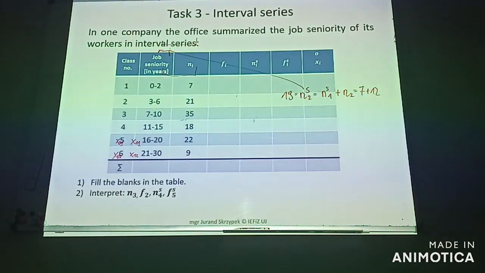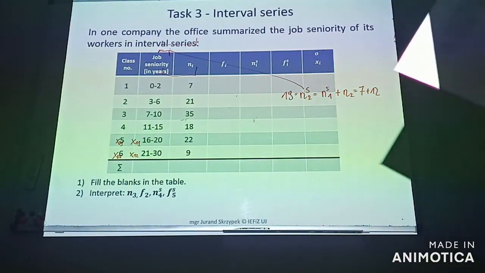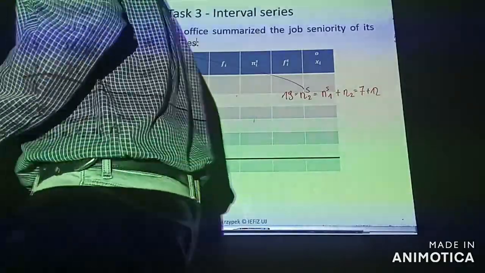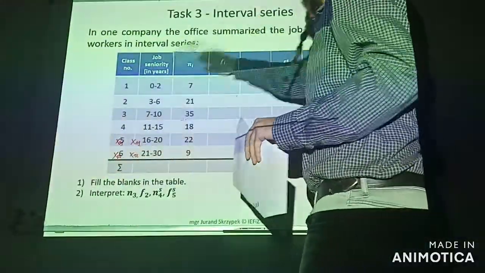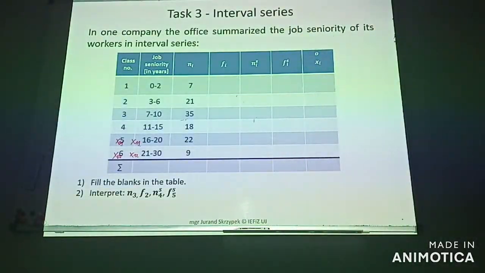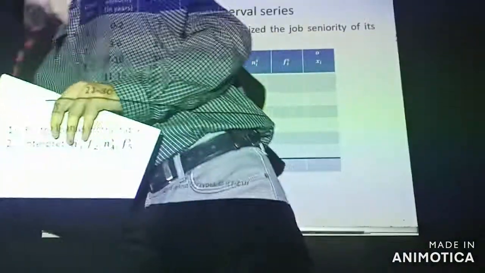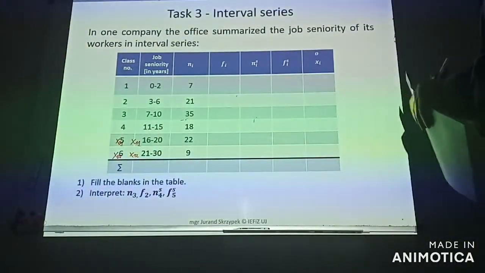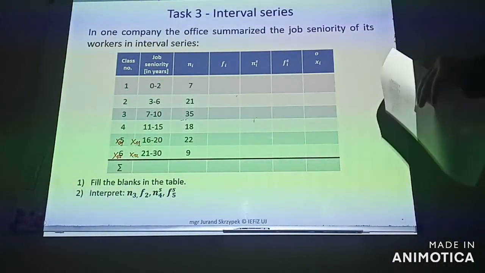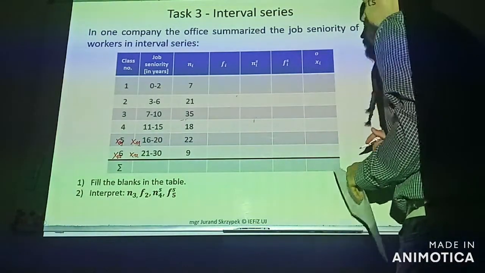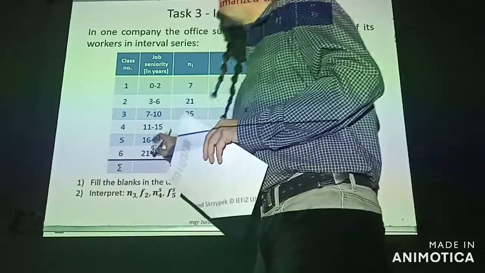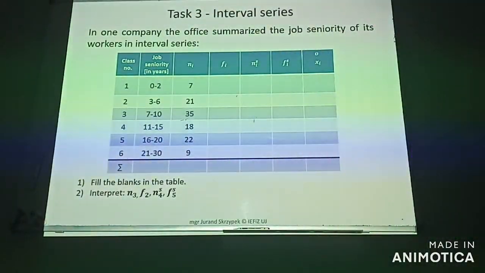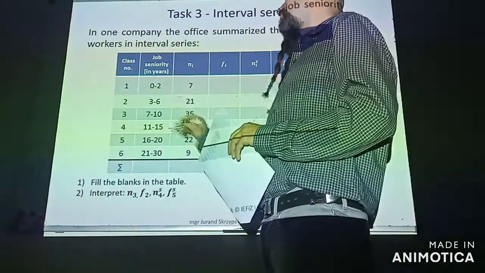Okay, we can do the first exercise, the first practical exercise. In one company, the office summarized the job seniority of its workers in interval series. Sorry for the grammar. And we have, as you can see, 6 classes of job seniority, which is our variable.